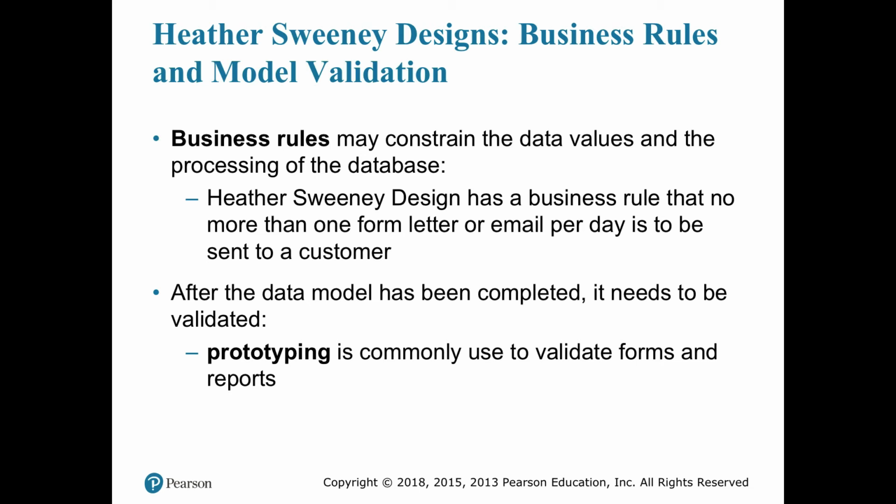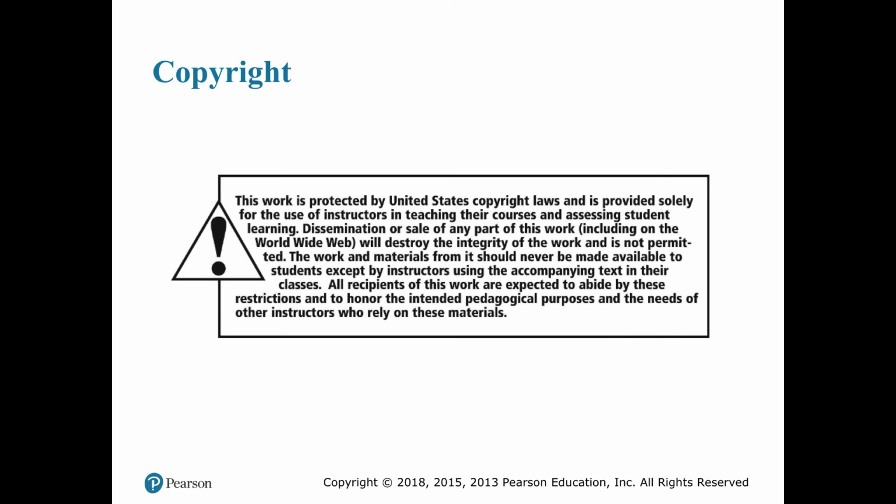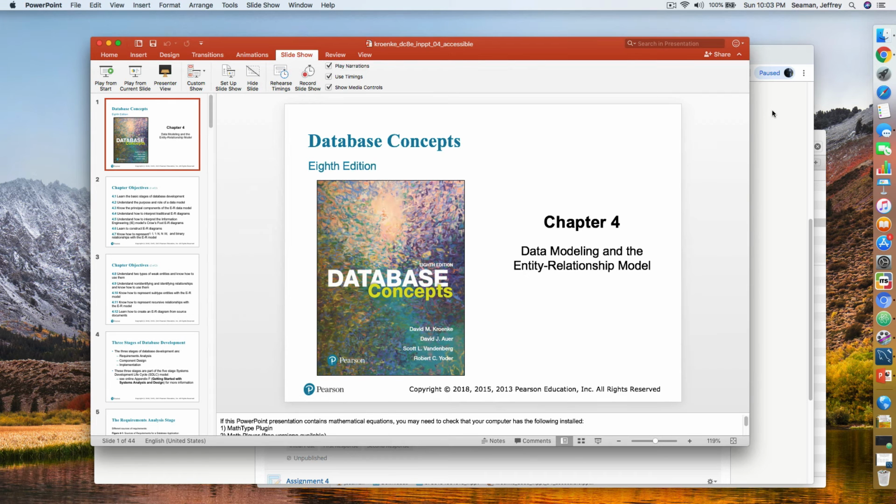So business rules are pretty much anything that you want to seclude or add on to. You might have a rule that says, if I receive this, like for example the money values, maybe you want to add a dollar sign, or convert the field to a different data type, etc. It could be anything. Prototyping is commonly used to validate forms and reports. And that's it right there.